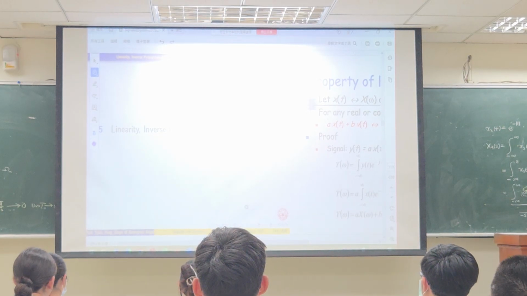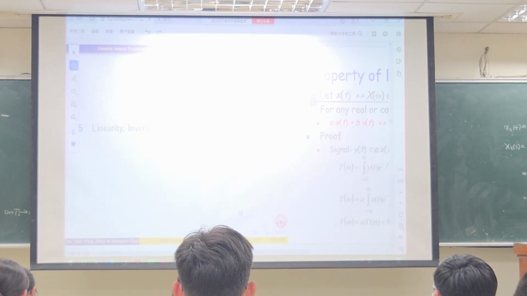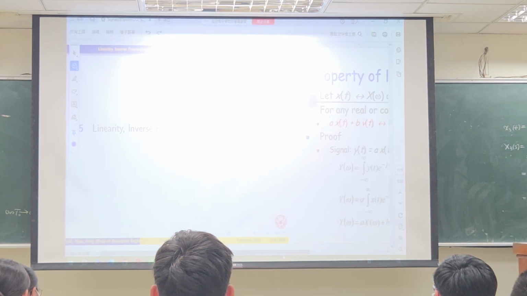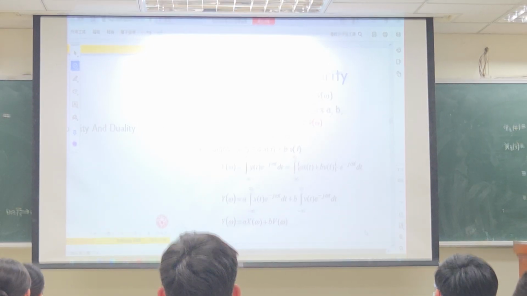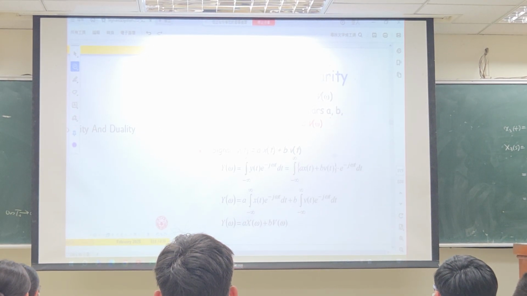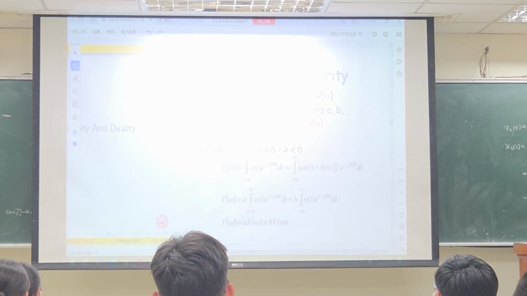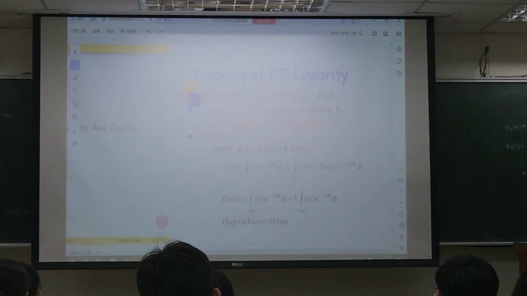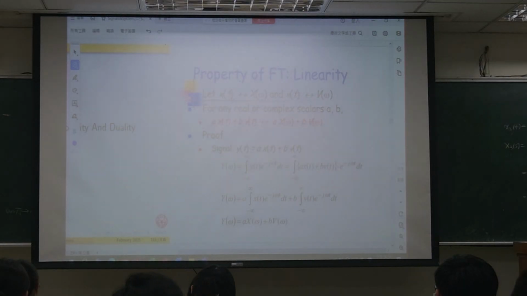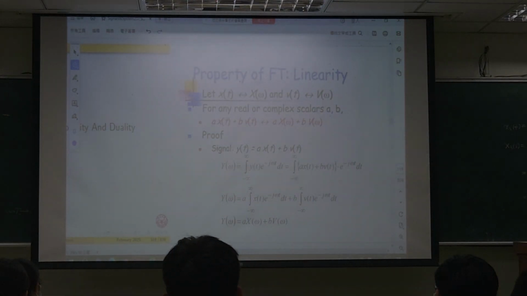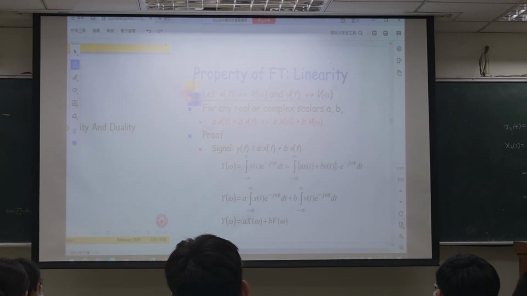Now, this Fourier transform also is a linear function. It's a linear operator, and the way to prove it is very straightforward. Let's assume I have two functions, x of t and v of t, where the Fourier transform of x of t is X of omega, and the Fourier transform of v of t is V of omega.